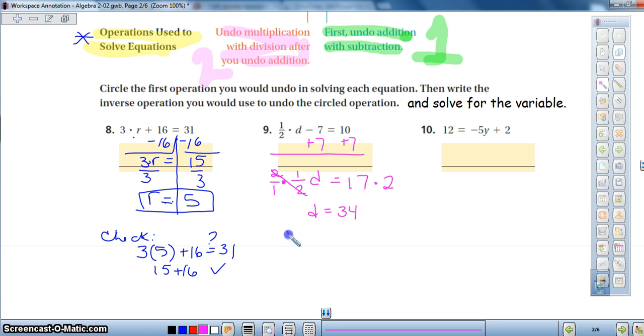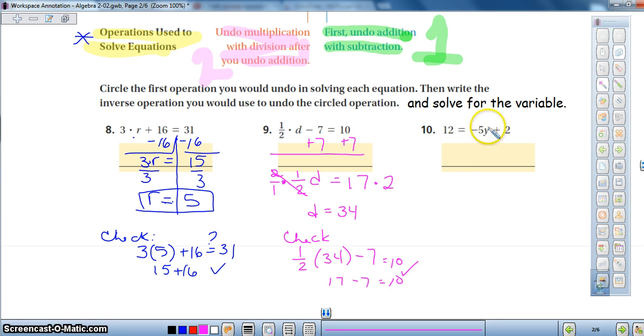Again, you should be doing the check. What is the check for this one? You go back to the original equation. In the original equation, you had 1/2, but now instead of d, we take 34, minus 7. Half of 34 is 17, minus 7. Does it equal 10? Yes. So it is a check at this point.